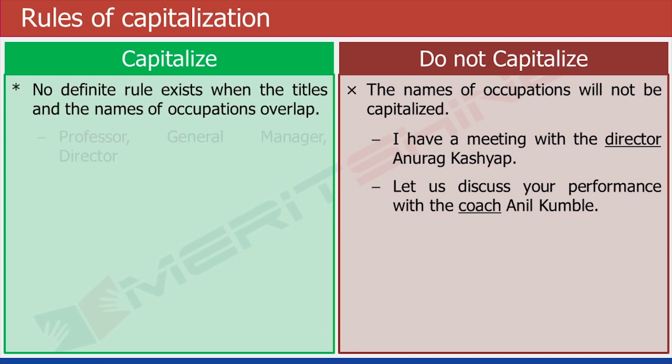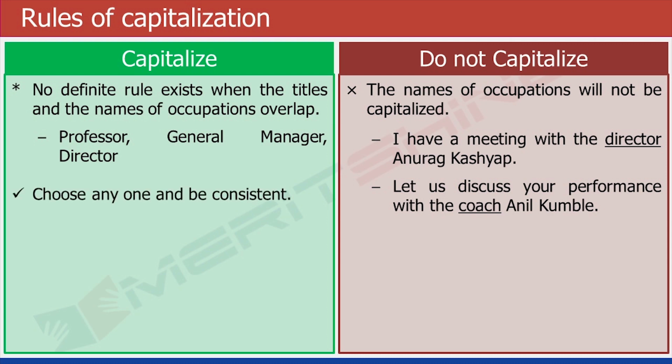Some nouns such as professor, general manager, director, etc. can cause confusion, as the titles and the names of occupations overlap here. The best way is to treat them as either a title or a profession and be consistent.